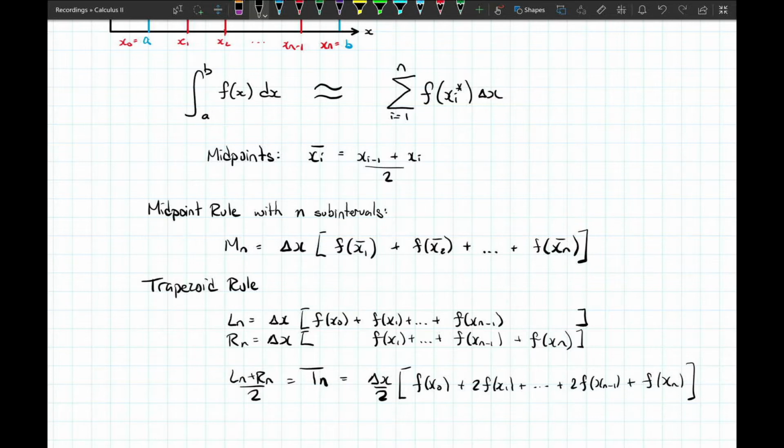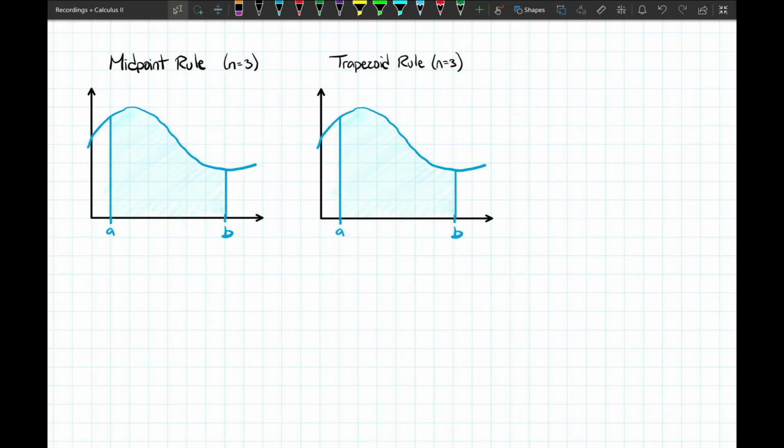Now let's visually compare the midpoint rule and trapezoid rule and see if you can understand that both of them do a fairly good job of approximating the area under a function. Suppose that we wish to calculate this blue shaded area under the function y equals f of x. I'm going to start off with only n equal to 3 subintervals. That's not going to be a very good approximation, but it will give you a good idea of how the midpoint rule and trapezoid rule approximate area with different shapes.